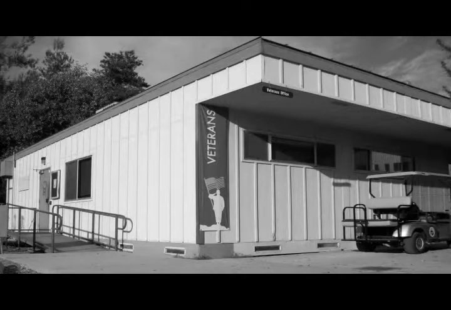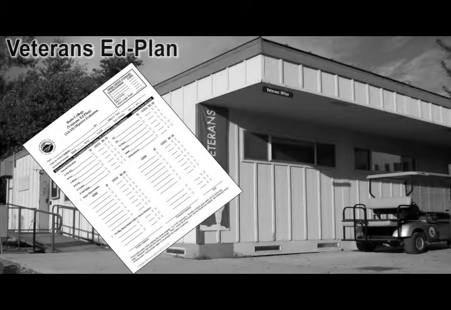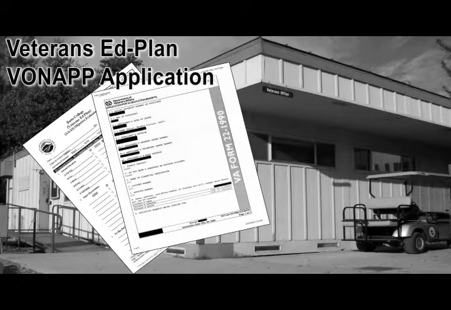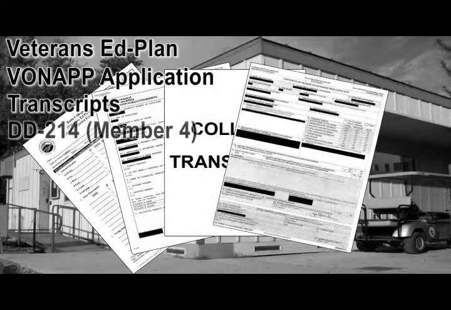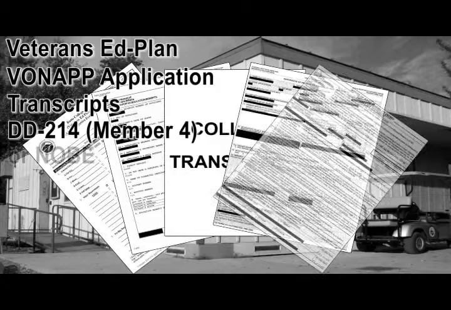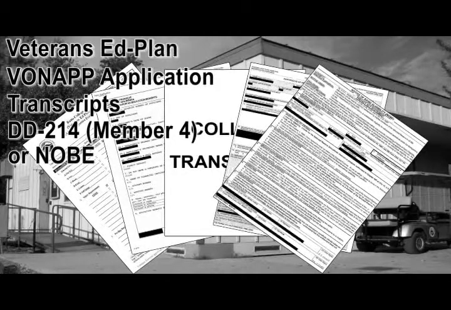Finally, we will need all required paperwork submitted to our office, including the Veterans Ed Plan, a copy of your VONAP application, transcripts, and your DD-214 for prior active duty or NOBE for reservists. All other required items will be filled out at the Veterans Office.